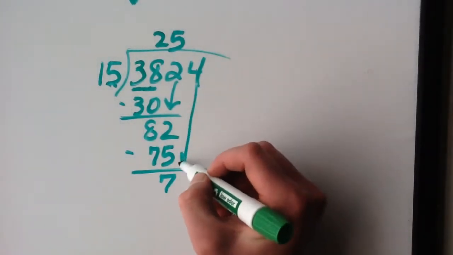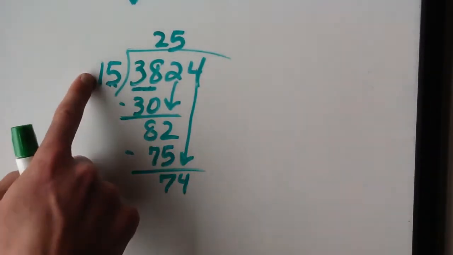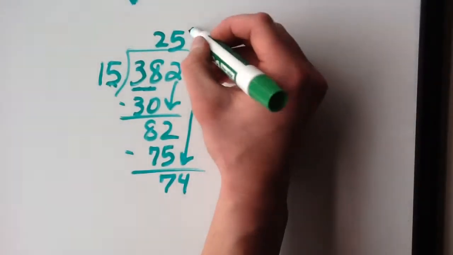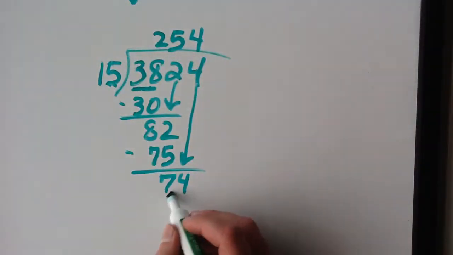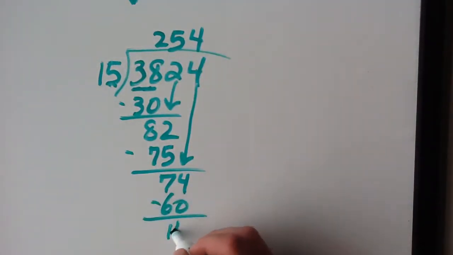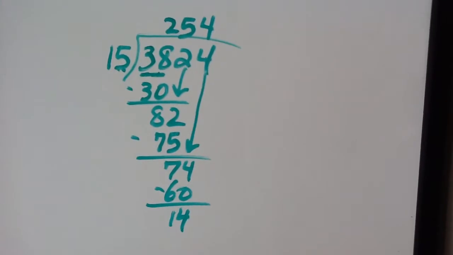My next digit is 4. How many times can 15 go into 74? 4 times. 4 times 15 is 60. Subtract and get 14. So I'm not done dividing yet because I don't have a remainder of 0 yet. So what's my next digit that I'm going to bring down? I don't have any more digits. What do I do? Well, here I have to add a 0 after the decimal.